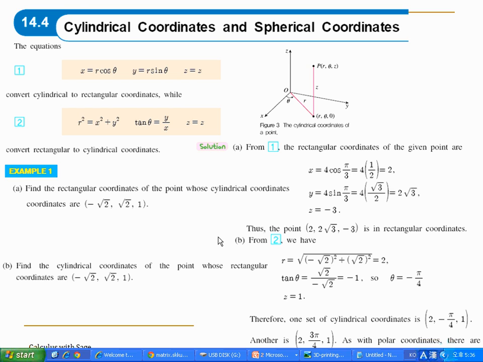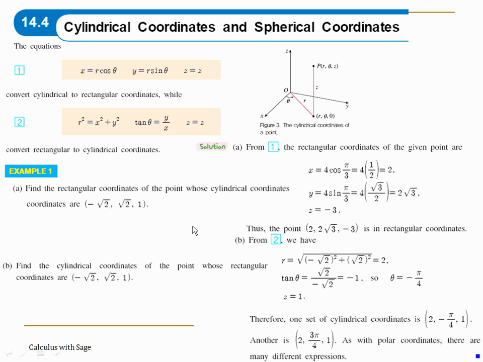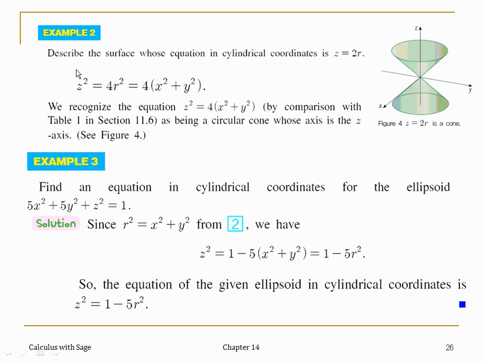So those are the changes of the coordinate from cylindrical to rectangular, and from rectangular to cylindrical. And describe the surface whose equation in the cylindrical coordinate is z is equal to 2r. Then z squared can be written as 4r squared, which is 4 times x squared plus y squared. And we recognize this equation is a circular cone whose axis is the z-axis, like this.